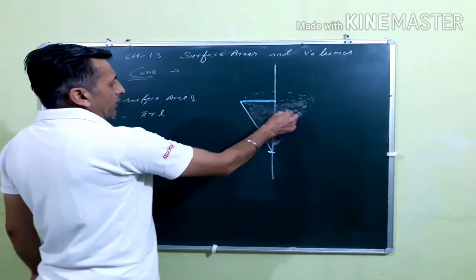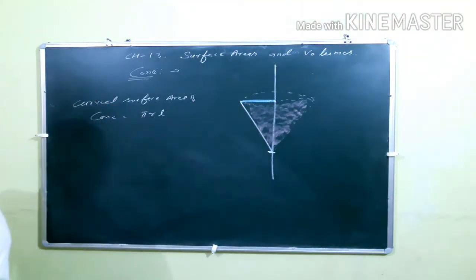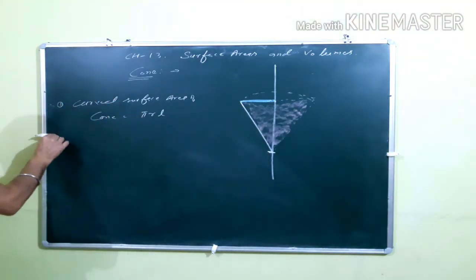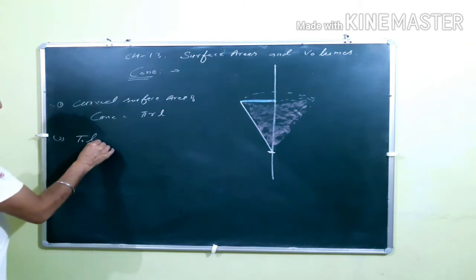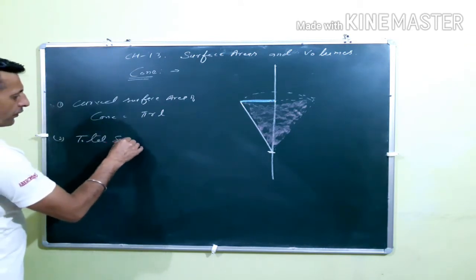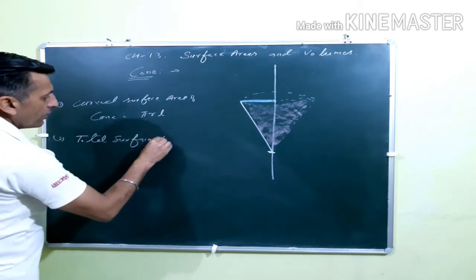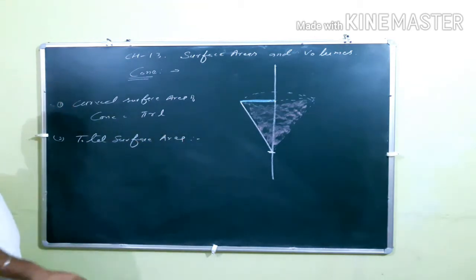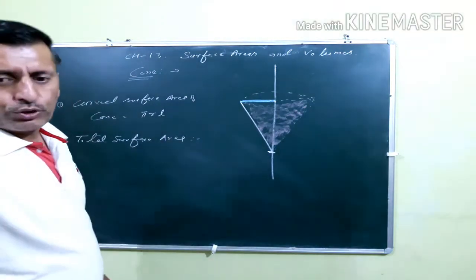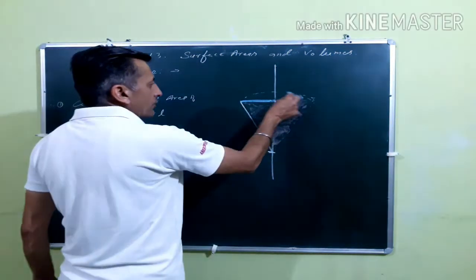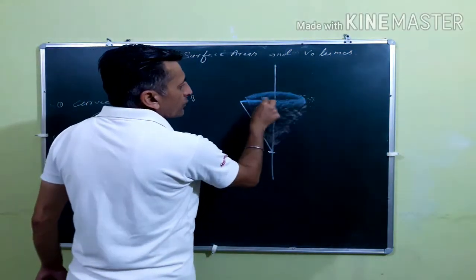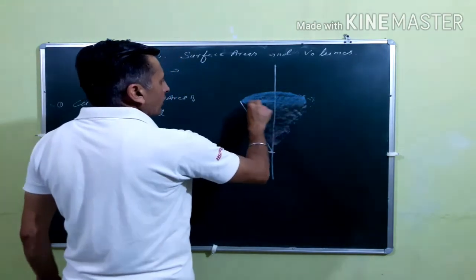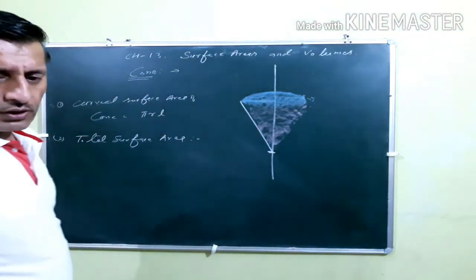This one is your red one, and the second part is your total surface area. Total surface area means this one, and this is the blue one. I will show you this one. This blue and this red one together show the total surface area of the cone.